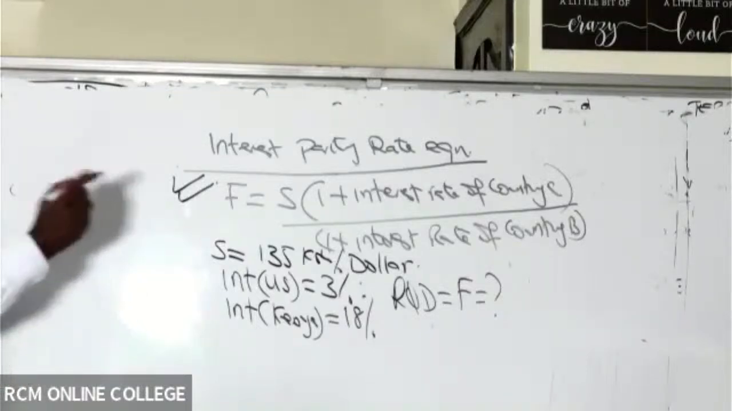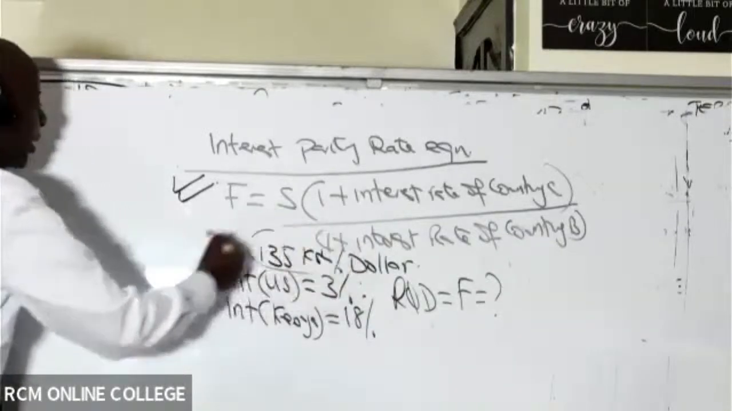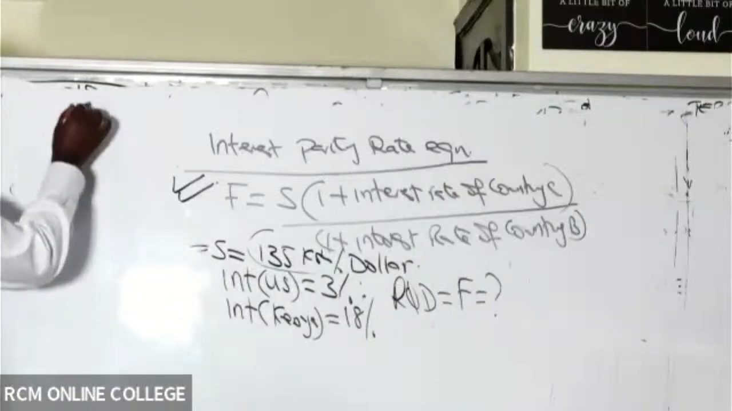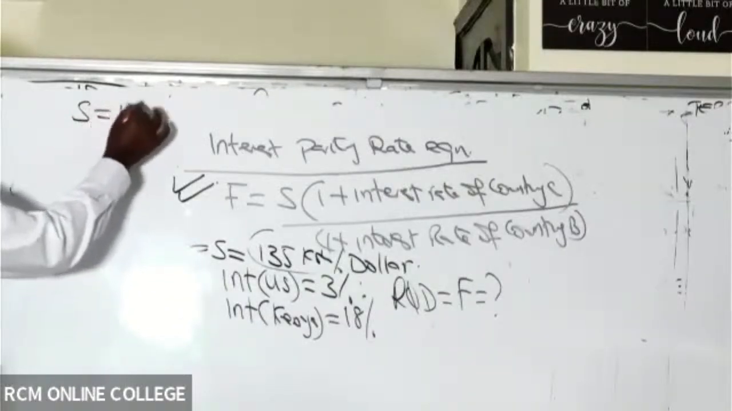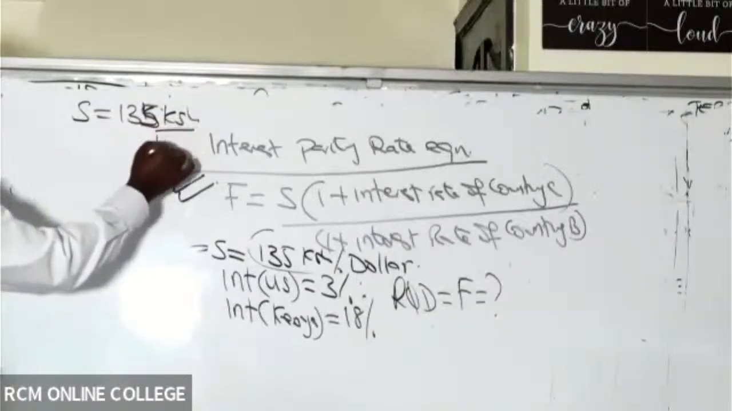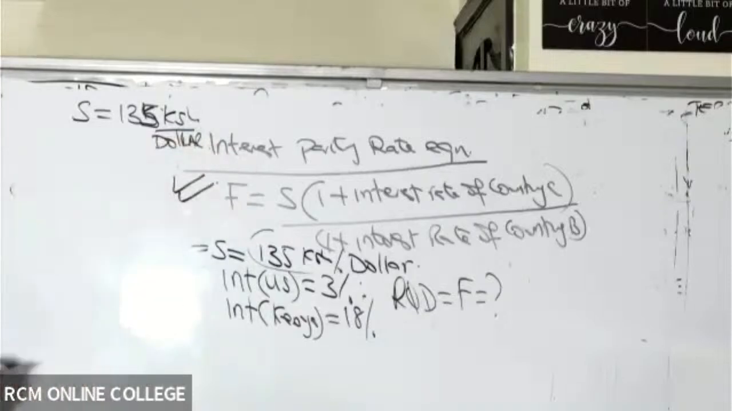Now, please listen. For you to know which one is a numerator and which one in this case is a denominator, you look at the expression of the spot given. So the spot which has been given here is 135 Kenya shillings per dollar. You see, per dollar means that dollar is the denominator.